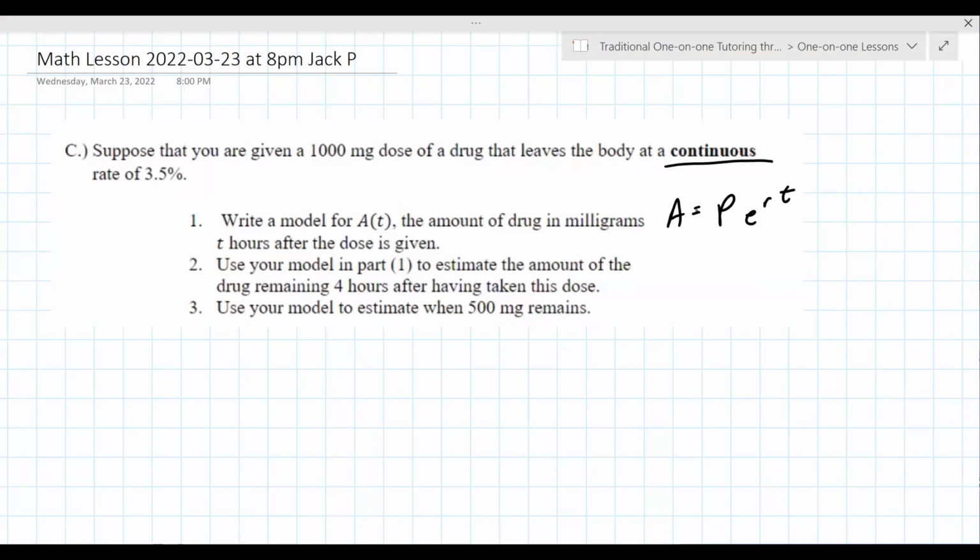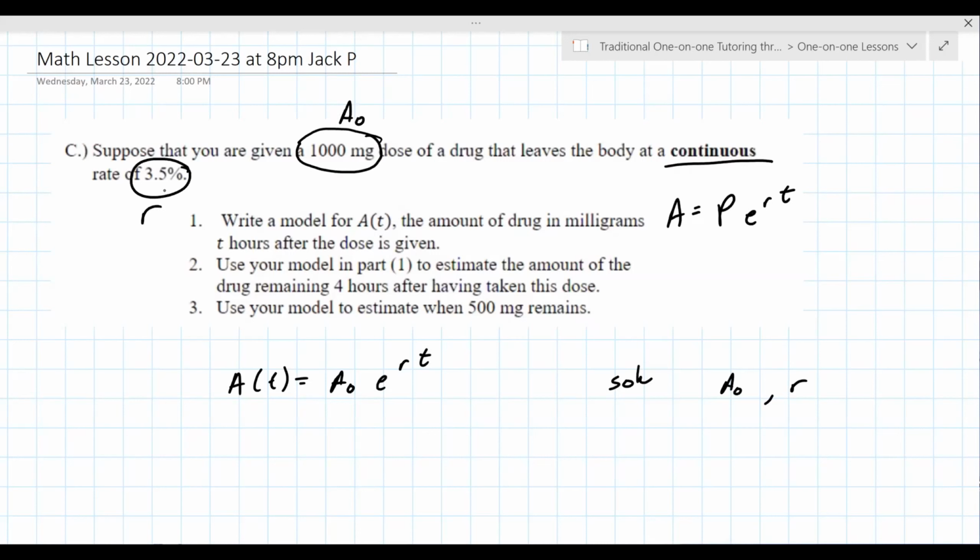This is that situation here. Now, your instructor may have said A of t equals A0, which is the initial amount, times e to the rt. And you're supposed to figure out A0 and then r. r is the rate, A0 is the starting amount. So this is A0 and this is r, sort of.